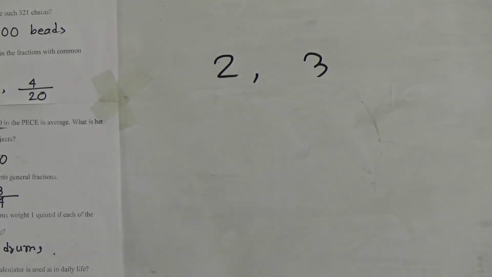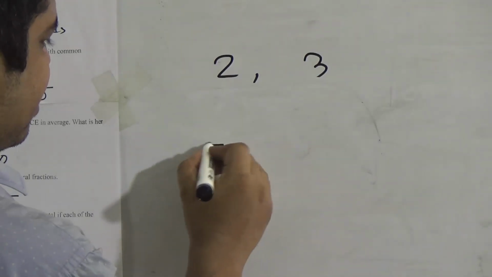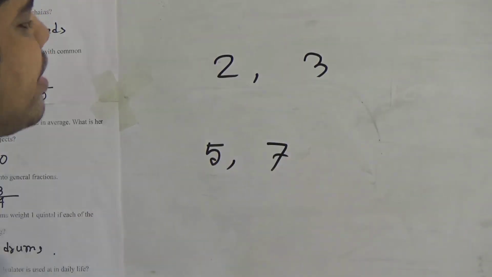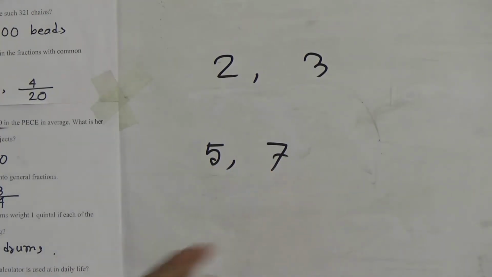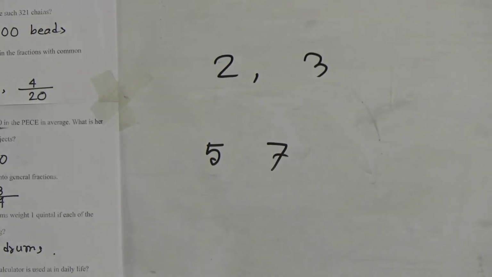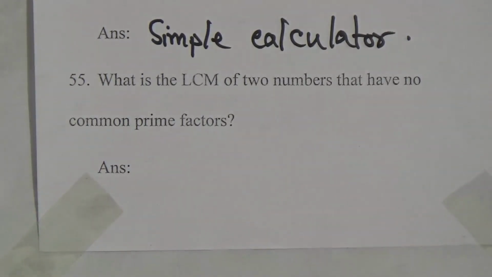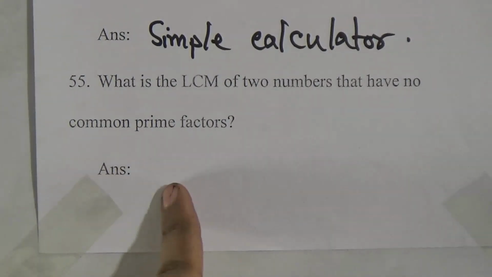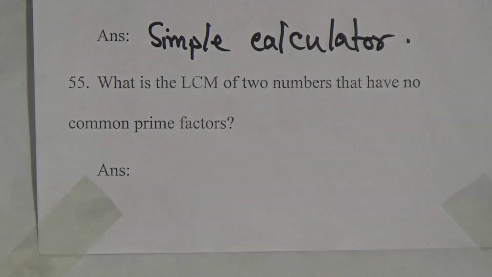I repeat again by using another example. Here you notice 5 and 7. So 5 and 7 has no common prime factors. For these reasons, we multiply these two numbers and we get the LCM. So here you notice what is the LCM of two numbers that have no common prime factors. So the answer will be their product. I repeat, the answer will be their product.